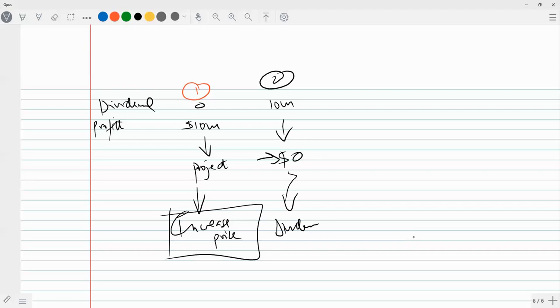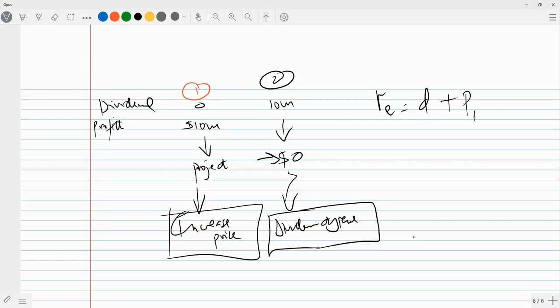If the company pays the dividend, the money goes to the dividend yield side. Don't forget, the return to the shareholder is made of the dividend plus the capital gain. If you don't pay the dividend, then the dividend is zero, however the P1 is increasing. If you pay the dividend, the share price will be unaffected, however we do have a value for the dividend. So it does not matter whether you pay the dividend or you don't pay the dividend. At the end of the day, the total return to the shareholder remains the same.